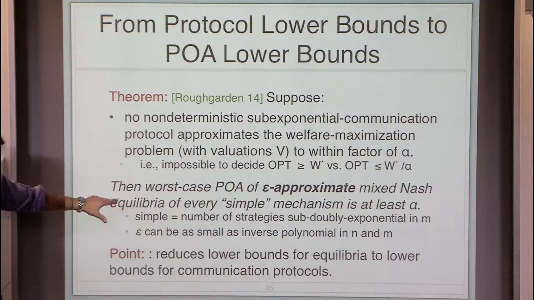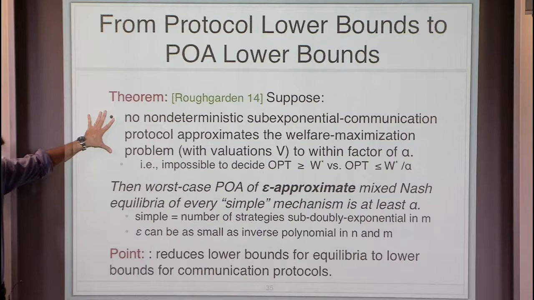So for example, if you can prove that you can't do better than a 2 approximation for the optimization problem, you get that no simple mechanism has a price of anarchy better than 2. So it translates an impossibility result for algorithms to an impossibility result for equilibria of mechanisms. That's the point. So what do I mean by simple?